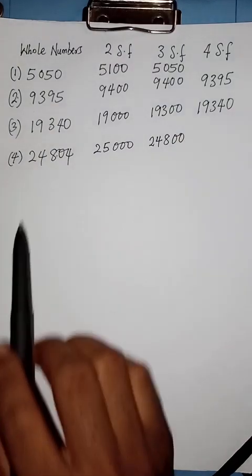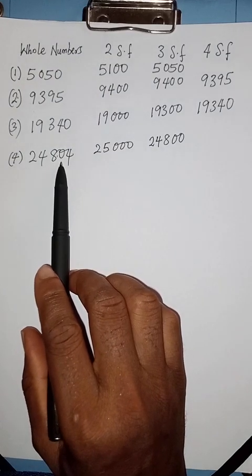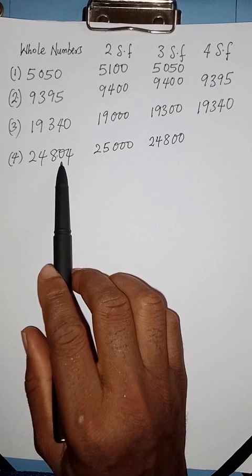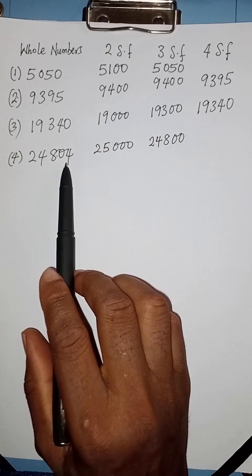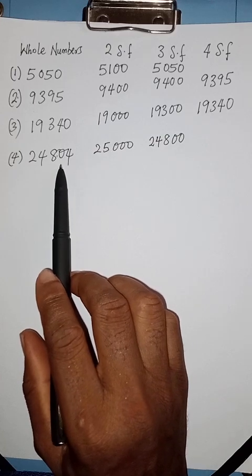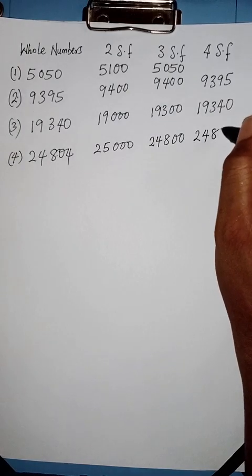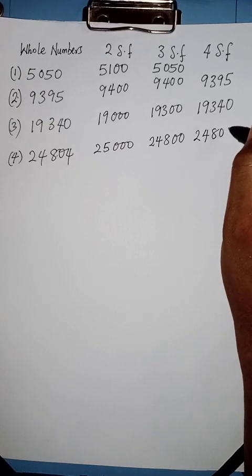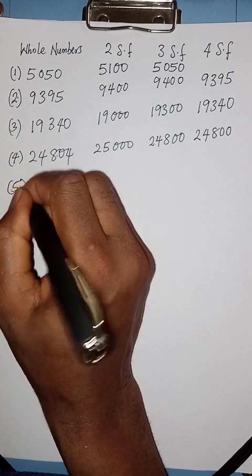What about the four significant figures? It is 2480 are the significant figures. But before I write it, I have to check the digit after the fourth significant figure. Is it greater than 4? No. So I'm rounding down. So my answer will be 24,800, then convert the 4 to 0. Now let's go to number 5.